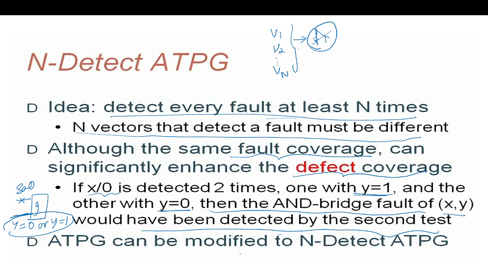So ATPG can be modified for n-detect. Before, when V1 detected F1, we dropped F1. Now we have to keep F1 in the fault list till we have n detections of the fault. So n-detect increases the defect coverage, not the fault coverage. Can't say increases, enhances the defect coverage.